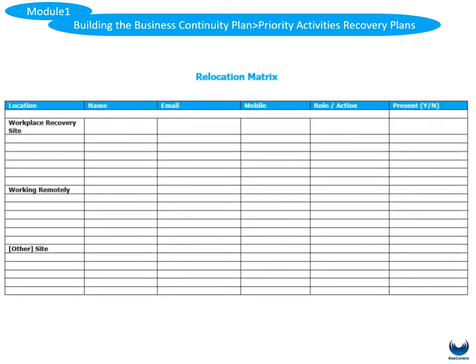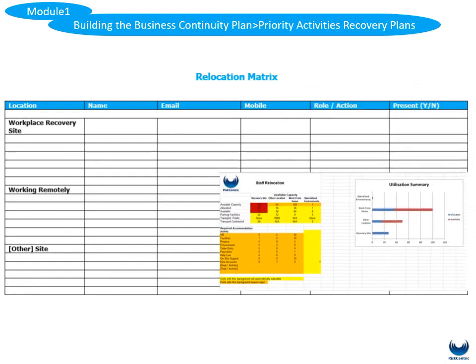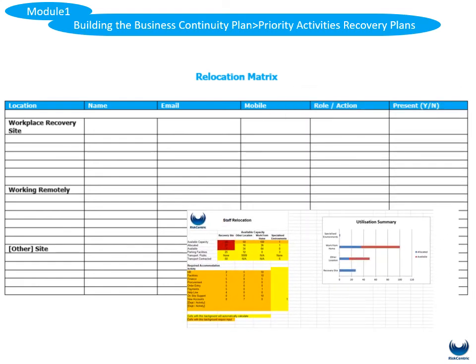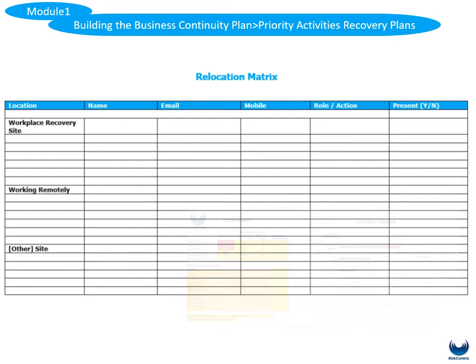The third page shows a relocation matrix for the specific action plan. When we developed our priorities and tolerances assessment, we identified the total staff requirement for workplace, remote working, and any other locations. At this stage, when developing action plans for specific activities that support our operational priorities, we identify which individuals go where and their contact details. Note that the last column provides a means to perform a roll call, so that during invocation we can use this document to confirm that we have the required number of people in the right place.